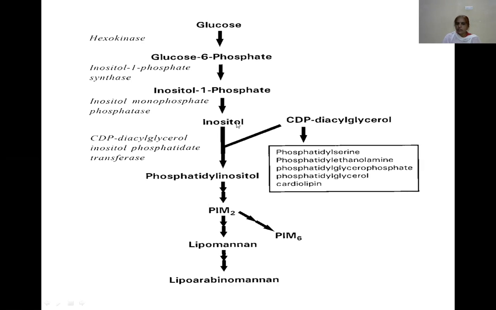So how is phosphatidyl inositol formed? When inositol is condensed with CDP diacylglycerol, it produces phosphatidyl inositol. This reaction is catalyzed by CDP diacylglycerol inositol phosphatidyl transferase. So the enzyme here is a transferase enzyme. Which type of transferase? That is CDP diacylglycerol inositol phosphatidyl transferase. So inositol will convert to phosphatidyl inositol when combined with CDP diacylglycerol.